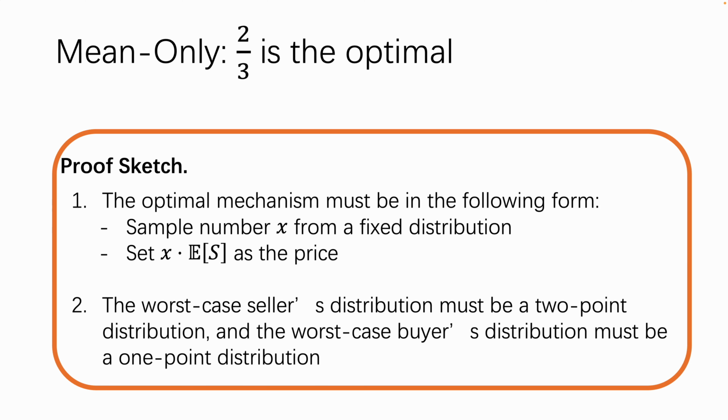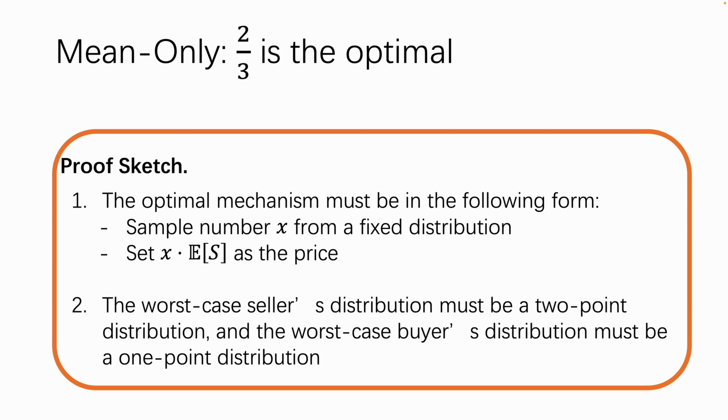And finally, due to time limitation, we are only able to give a proof sketch of our third result. We consider a case where we only know the mean, and we provide the optimal mechanism and show that 2/3 is the optimal approximation ratio. How do we do that?